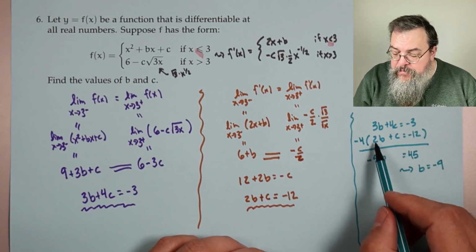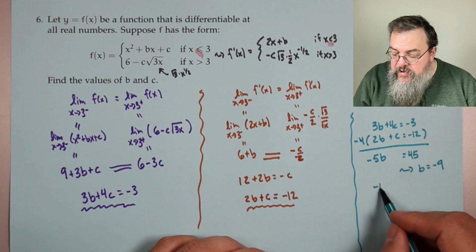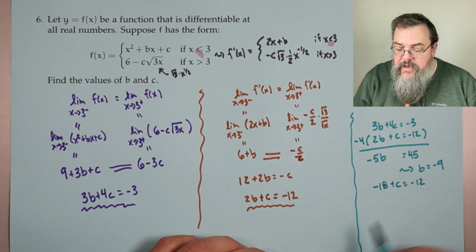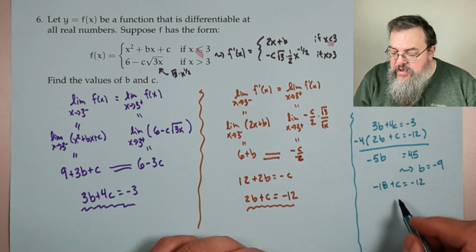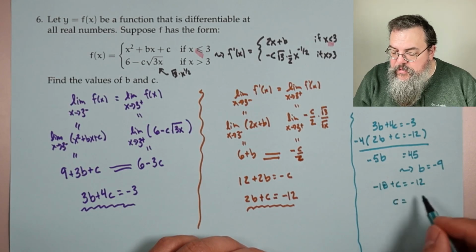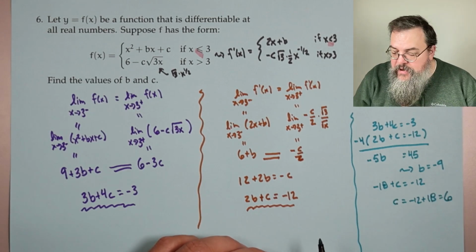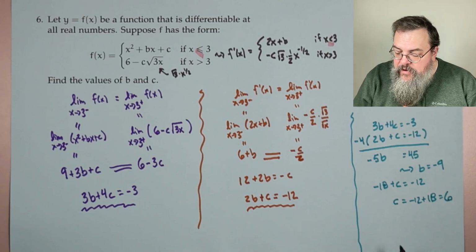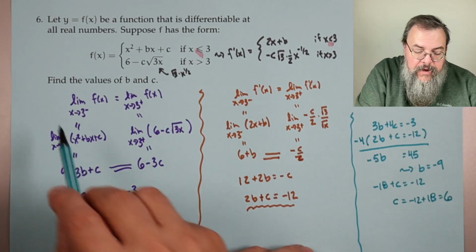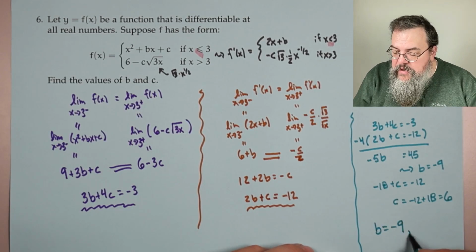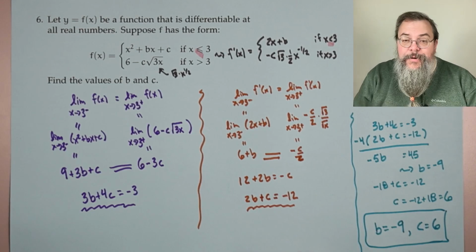All right, well, now let's plug it in here. Negative 18 plus c has to be negative 12. We can add 18, and then we get c equals negative 12 plus 18, and that tells us that c better equal 6. All right, good. So our final answer, because we were asked to find the values of b and c, b is negative 9, c is positive 6. And there we go.